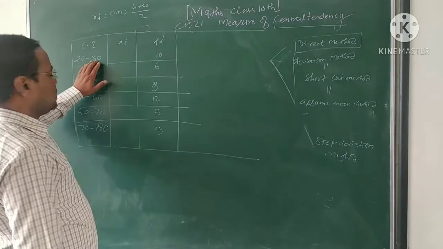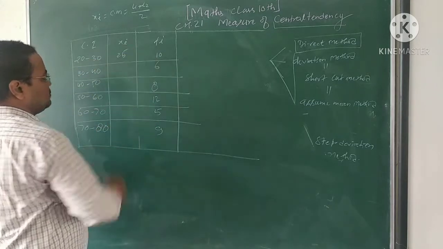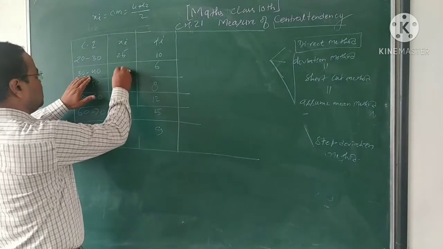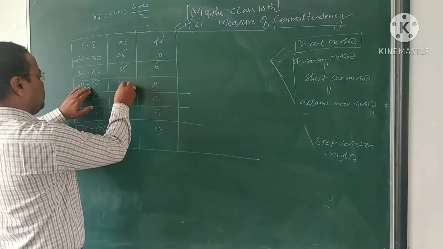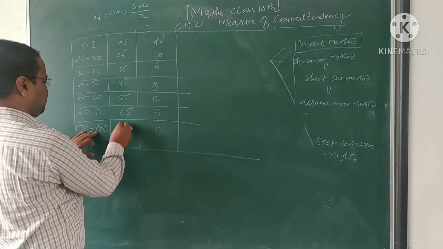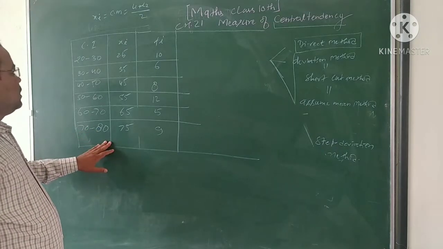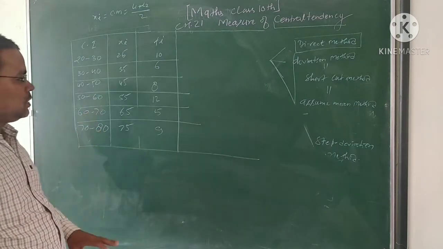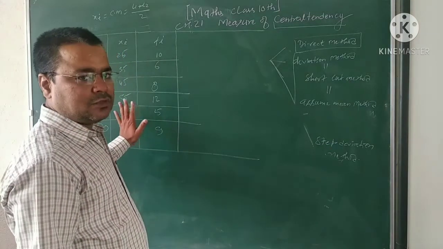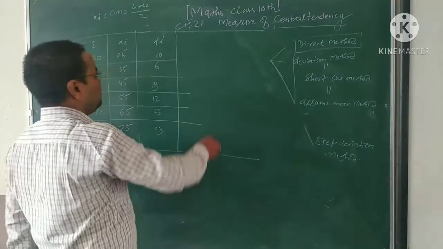Here 20 plus 30, that will be 50. 50 by 2 will be 25. Okay, it will be 25. And here it will be 35, similarly 45, similarly 55, similarly 65, and here 75. Upper limit plus lower limit by 2.